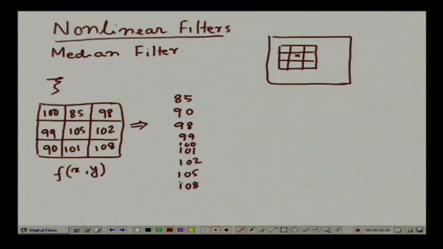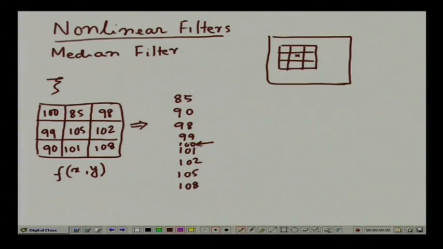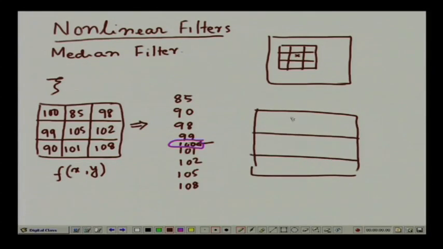Once I put them into ascending order, from this I take the fifth value, which is equal to 100. If I take the fifth value, there will be an equal number of values greater than or equal to this fifth number, and the same number of values less than or equal to it. So, when I generate the image g x y, at location x y I put this value 100, which is the median of the pixel values within this neighborhood. This gives my processed image g x y.